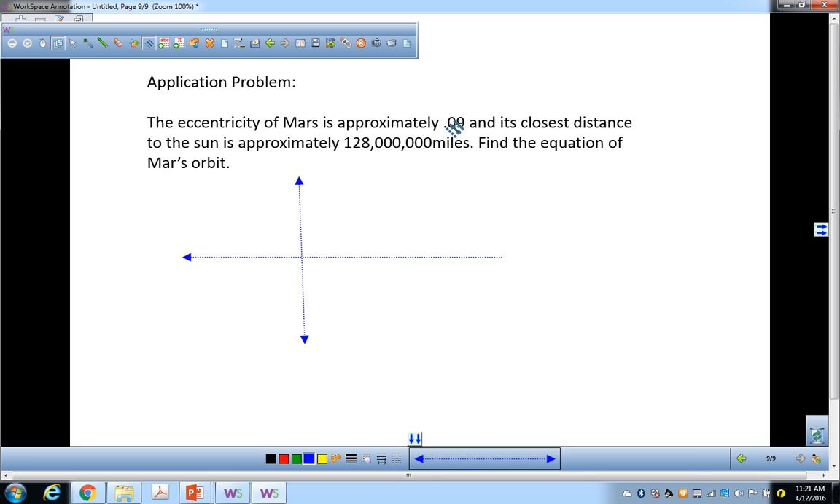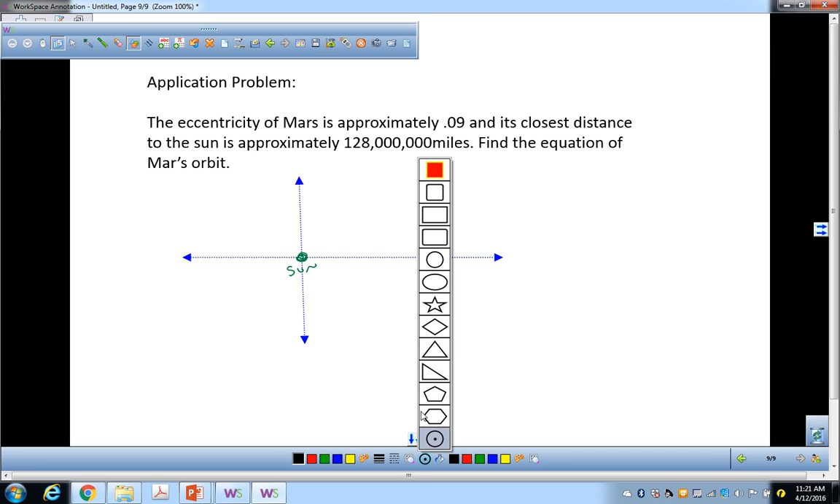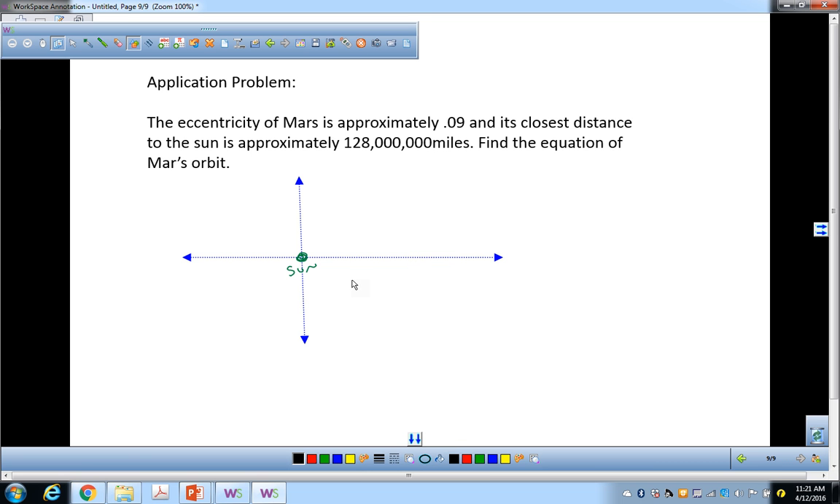The eccentricity of Mars is approximately 0.09. At its closest distance to the Sun, it is approximately 128 million miles. So, you call this the sun right here. And then you make an ellipse. If I start here, there's the sun, and here's Mars over here. And at its closest distance, this distance is 128 million miles.